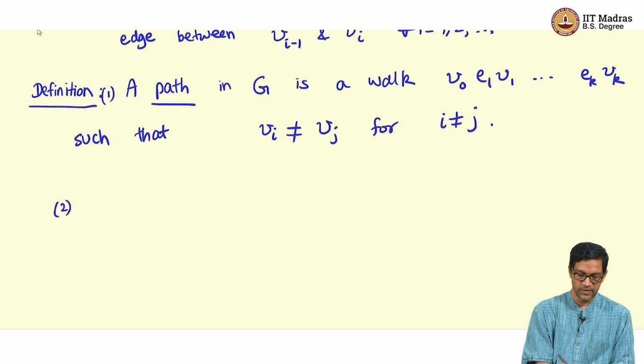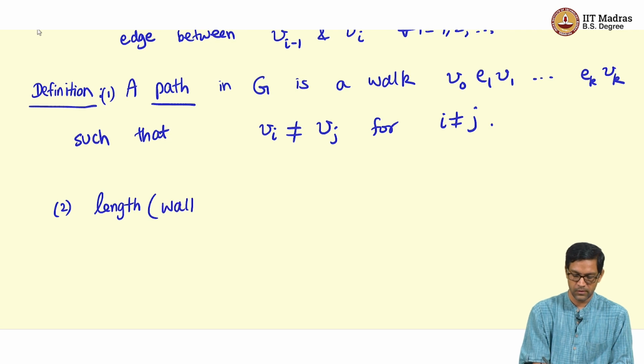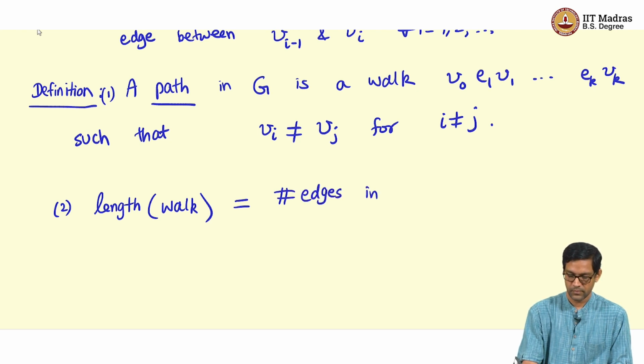The other definition we need is the notion of a length. So, this is the intuitive definition. If I give you a walk, the length of a walk is just the number of edges in the walk. So, the length of a walk is the number of edges in the walk.